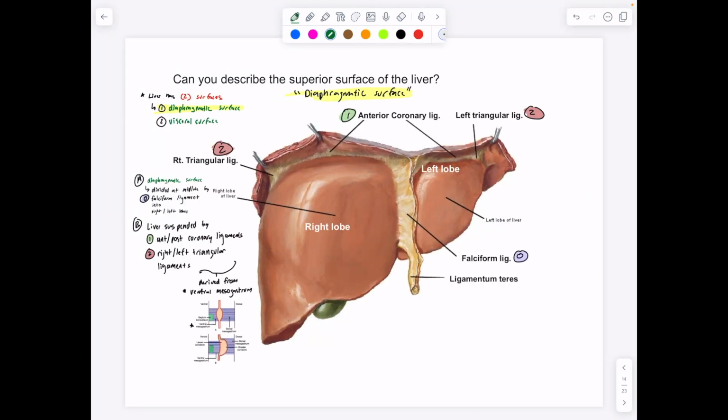All right, can you describe the superior surface of the liver? Well, we said the liver has 2 surfaces, and that's the diaphragmatic and the visceral surface. The diaphragmatic surface is exactly that. It's in contact with the diaphragm, and the superior surface, which you see right here, is part of the diaphragmatic surface, but it's not the only part because the posterior surface is also part of the diaphragmatic surface. So superior and posterior are part of the diaphragmatic surface.